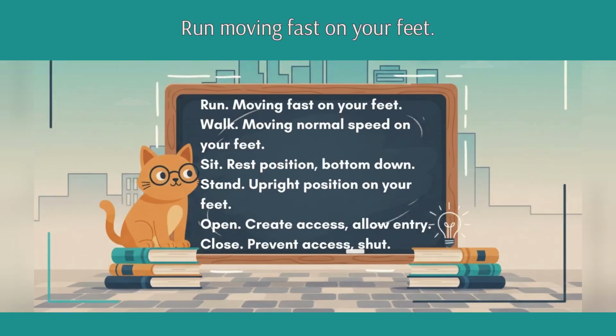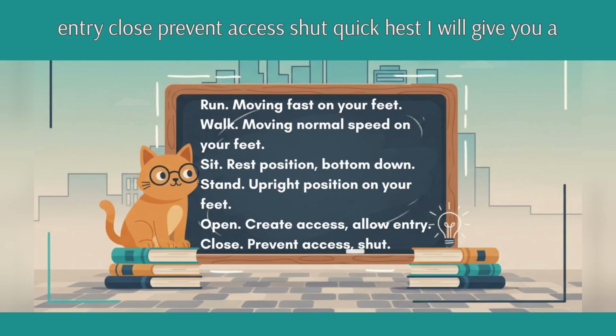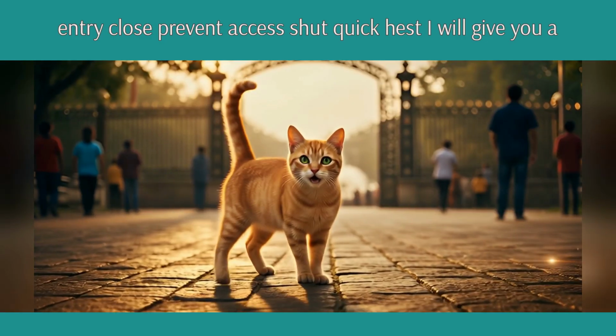Moving fast on your feet. Walk. Moving normal speed on your feet. Sit. Rest position. Bottom down. Stand. Upright position on your feet. Open. Create access. Allow entry. Close. Prevent access. Shut.